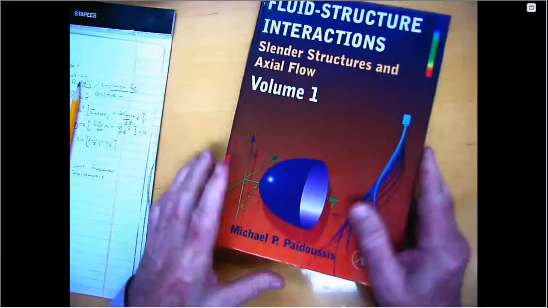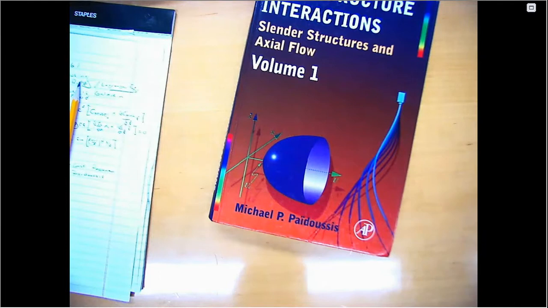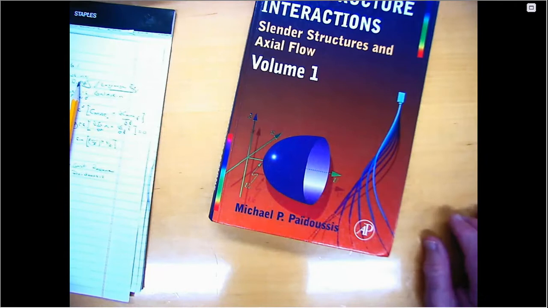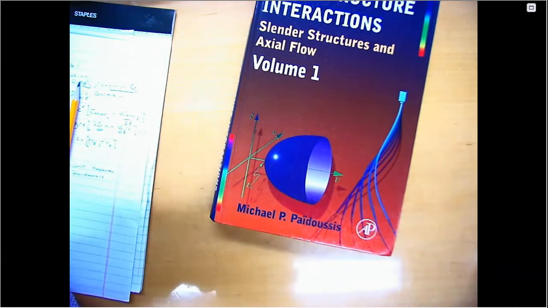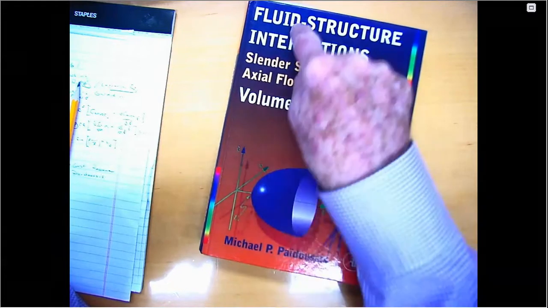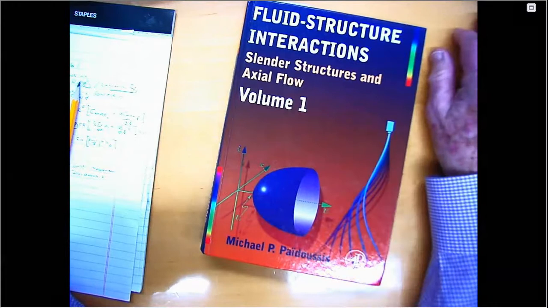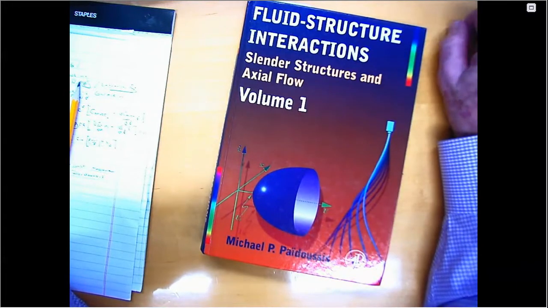There is a distinguished faculty member at McGill University in Montreal that is based in Cambridge, England. As the last name suggests, he's really from Greece, Michael Paidoussis. And Professor Paidoussis has spent a very long and distinguished career looking at slender structures and axial flow. So it's fluid structure interaction, but the prototypical problem that he's looked at is flow through a pipe, sometimes irreverently referred to as the garden hose problem.